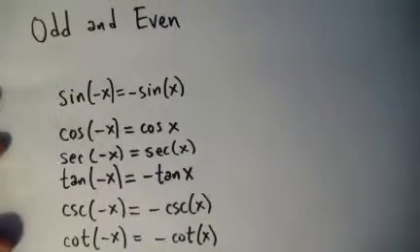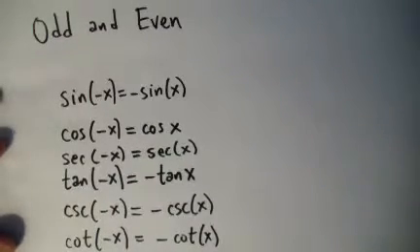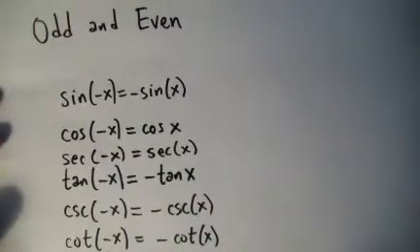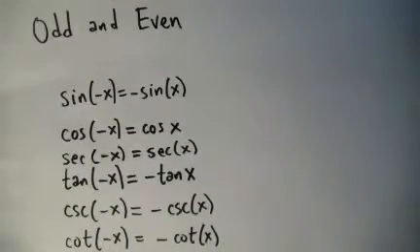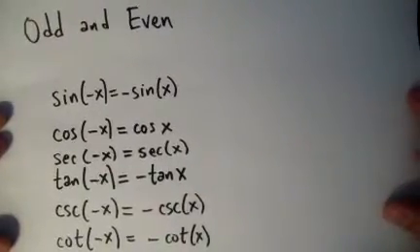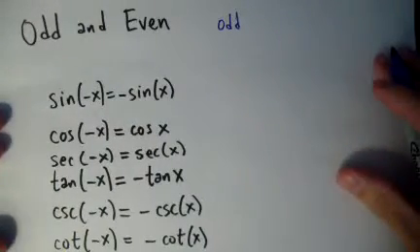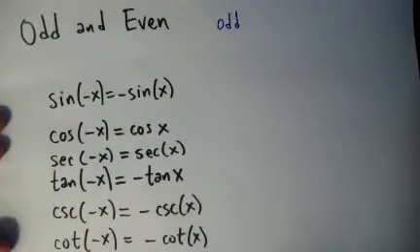Let's talk about the odd and even properties of the trigonometric functions. So you may have heard about odd and even functions elsewhere in your math courses, but just as a quick reminder, if you haven't, or if you haven't seen what that means, an odd function is a function whose graph is symmetric about the origin.